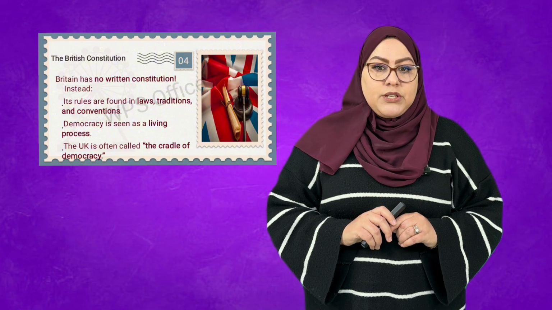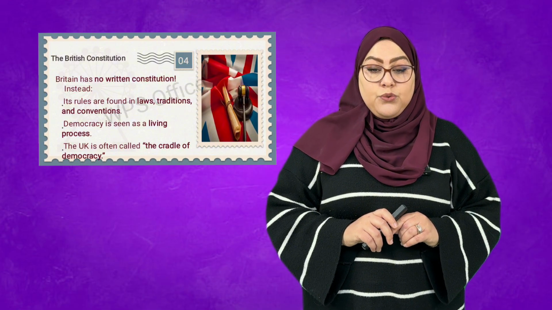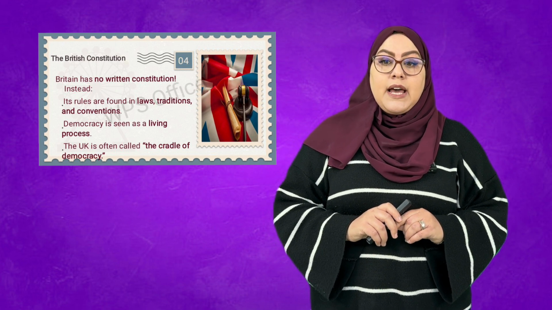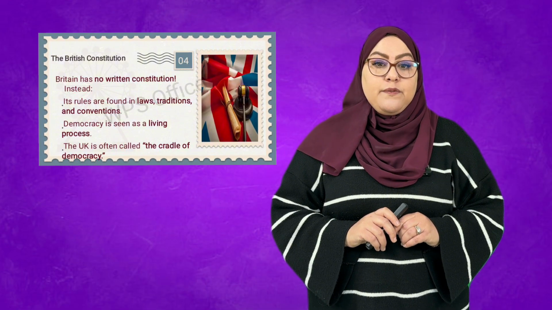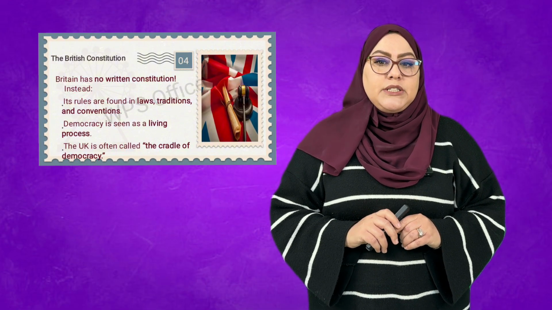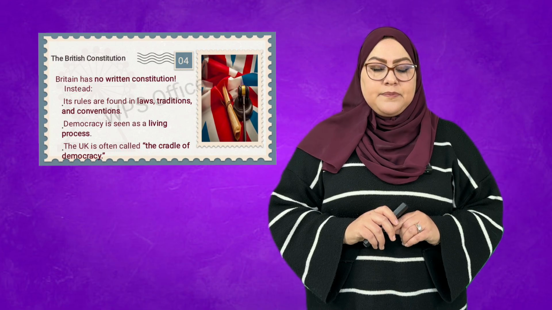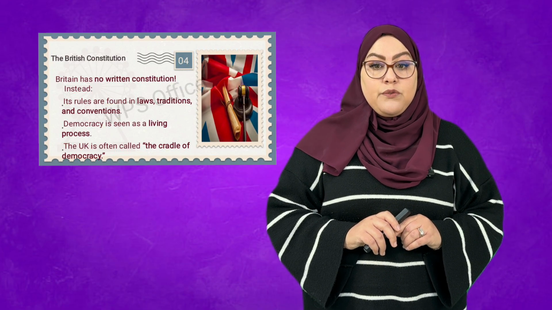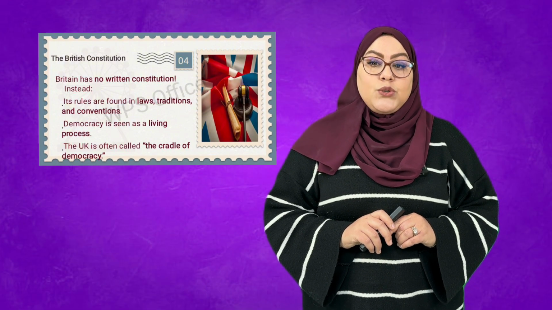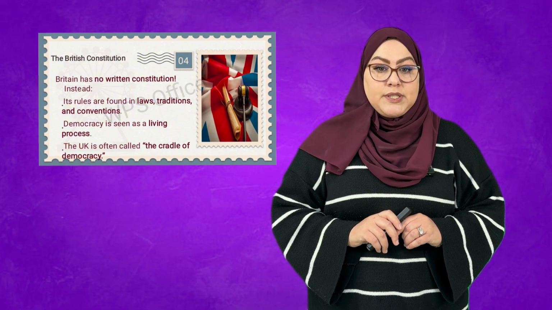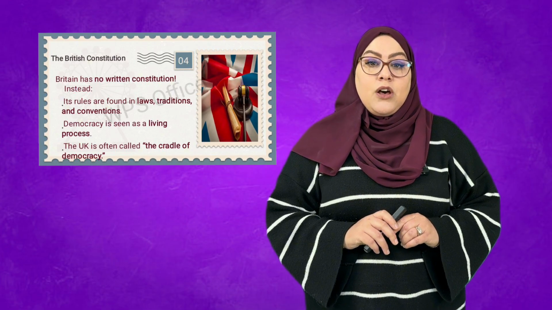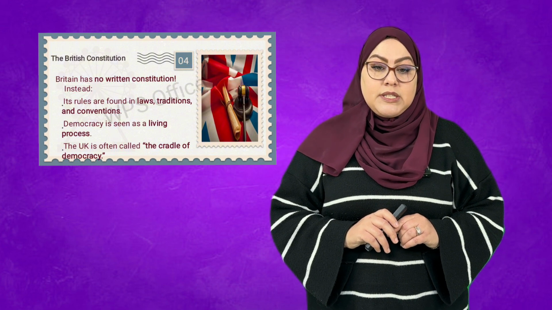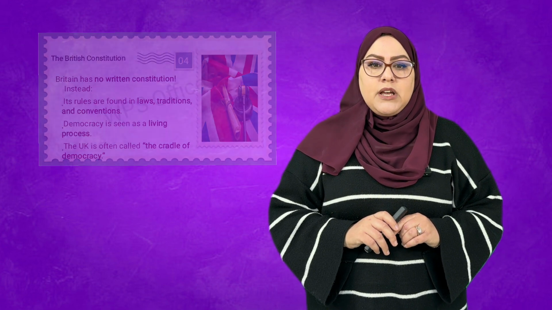Beyond written laws, conventions, which are unwritten rules, play a crucial role. For example, it's a convention that the monarch must act on the advice of the prime minister and never intervene in political debates. This flexible system allows British democracy to evolve naturally over time. That's why Britain is often called the cradle of democracy. It's the birthplace of parliamentary government and individual rights that inspire democratic movements around the world.